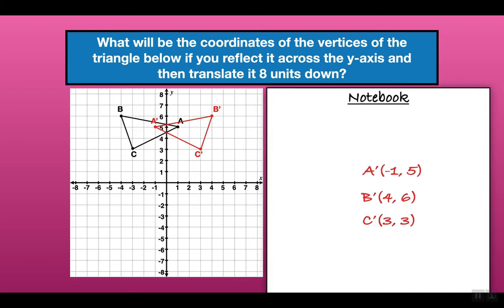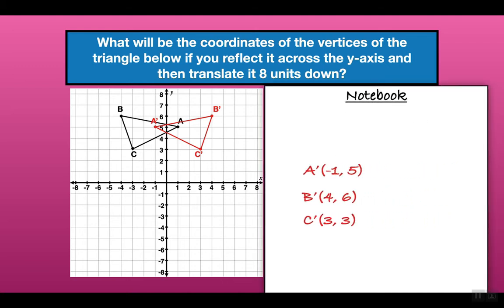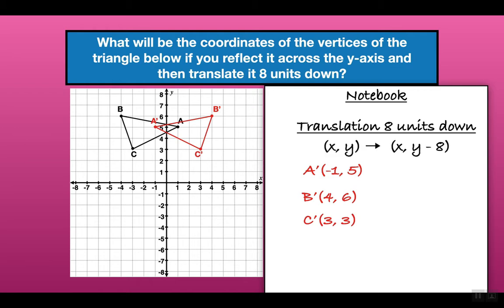Okay, so you need to remember that to move 8 units down, you're going to subtract 8 from the y-coordinate, because the y-coordinate controls the movement up and down, and the x-coordinate controls the horizontal left and right movement. So since we want to move the triangle 8 units down, the easiest way to do that is to subtract 8 from whatever the y-coordinate is.